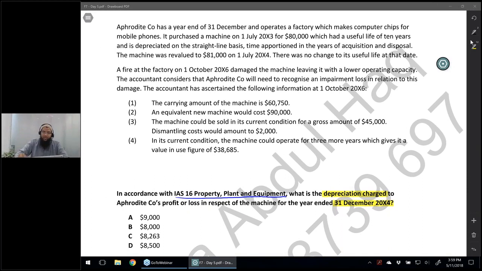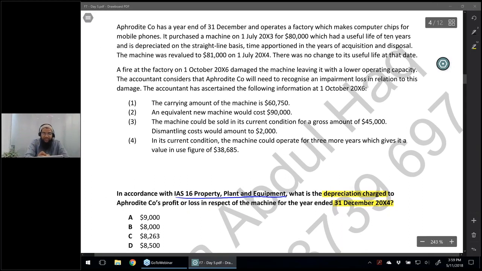Done. The question says that a company has the year end of 31st December and operates a factory which makes computer chips for mobile phones. It purchased the machine on 1st July 20x3 for $80,000, which had a useful life of 10 years. Now these two values are important.